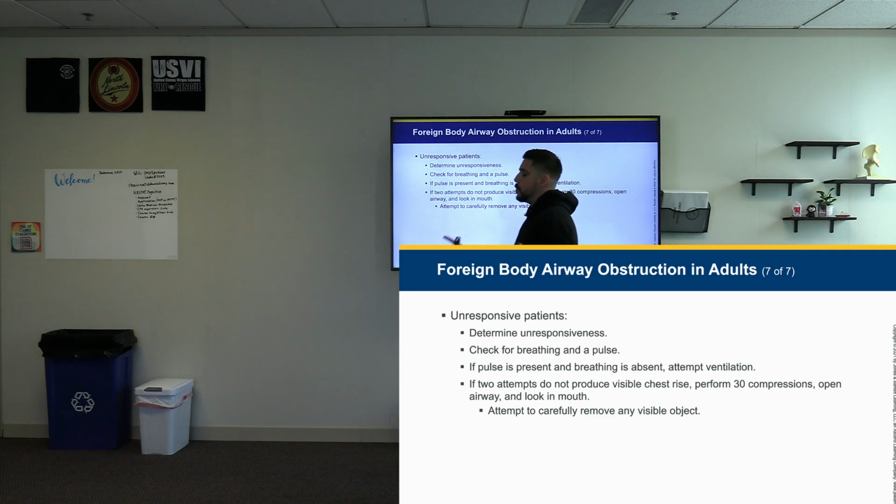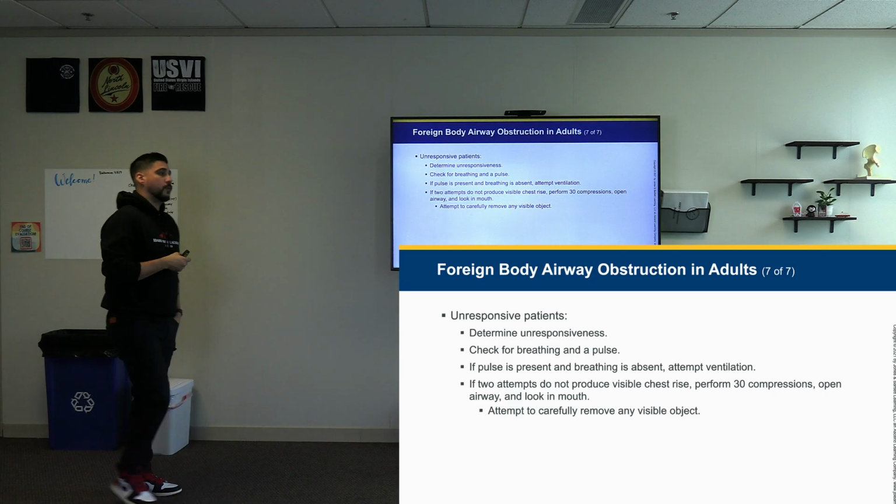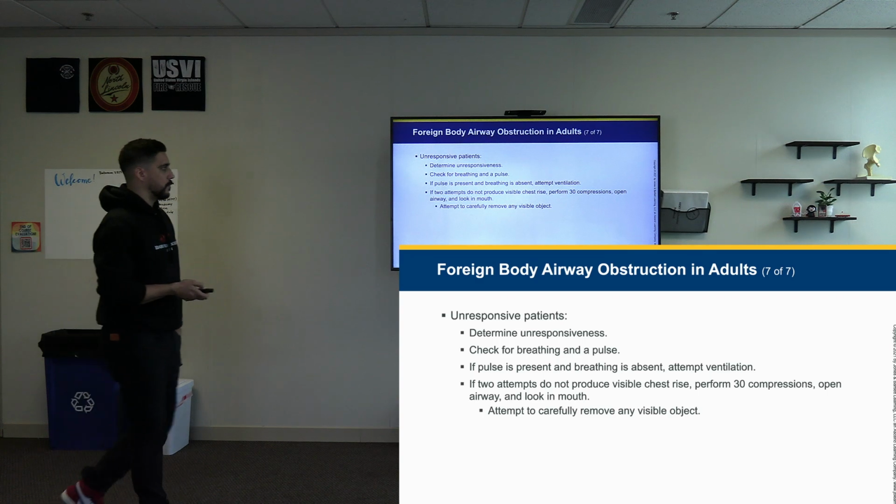Now, if we take a look, we do our chest compressions, we do our abdominal thrusts, whatever, we see the object, you can flick that out of their mouth, right? Reach in and grab it. But also remember, people bite down, okay? So be kind of careful when you're putting your fingers in people's mouths. If you see it, flick it out of there. If you don't see it, you're gonna continue with your chest compressions.